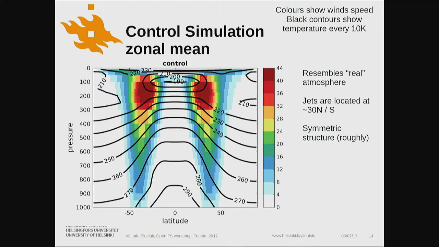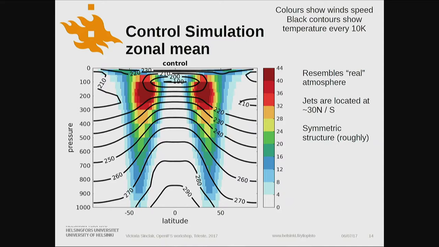The black contours here are the temperature. So we see we have the warm part in the tropics, the baroclinic zones in the extratropics, and then we resolve the stratosphere somewhat. But we can see that we have relatively realistic looking zonal jets, which if you compared this to, for example, the climatological mean from ERA-Interim, would be comparable.